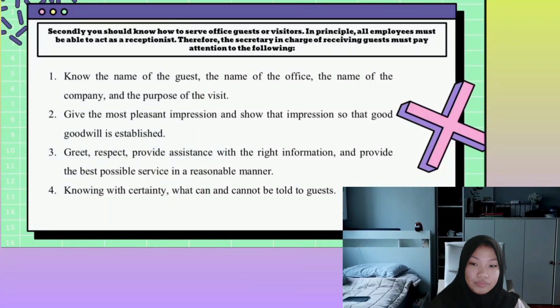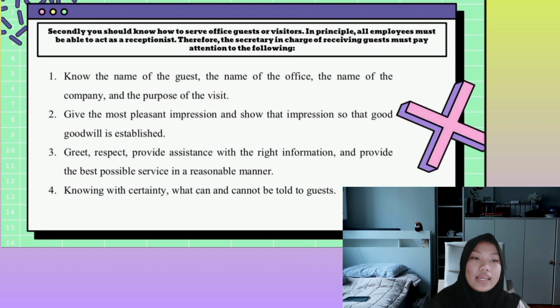Secondly, you should know how to serve office guests or visitors in principle. All employees must be able to act as a receptionist. Therefore, the secretary in charge of receiving guests should pay attention. There are many principles for serving office guests or visitors, but I will explain 8 things.